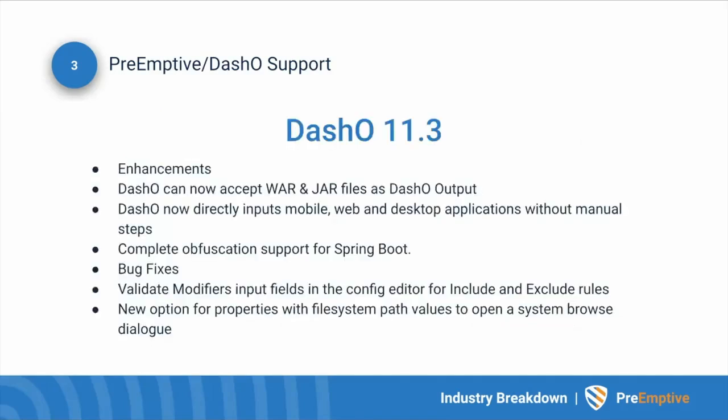What does our version 11.3 include? It includes enhancements. Our tool can now accept WAR and JAR files as output. It now directly inputs mobile, web, and desktop applications without manual steps. Complete obfuscation support for Spring Boot. Bug fixes. Validate modifiers input fields in the config editor for include and exclude rules. And last, a new option for properties with file system path values to open a system browse dialog.